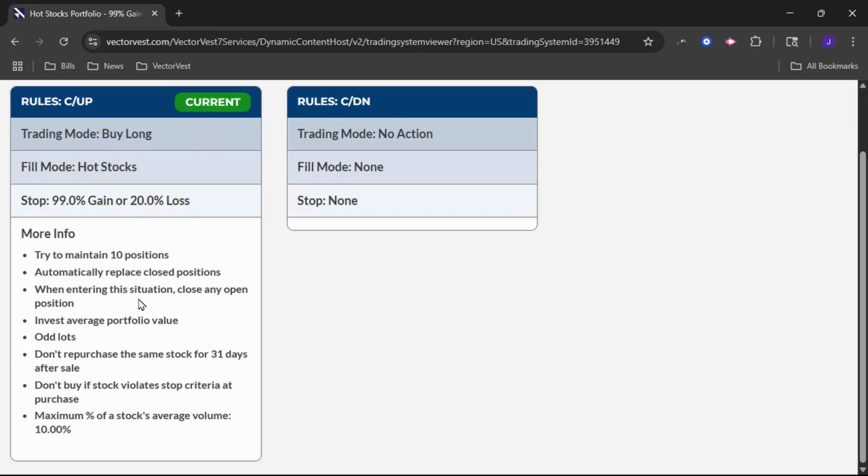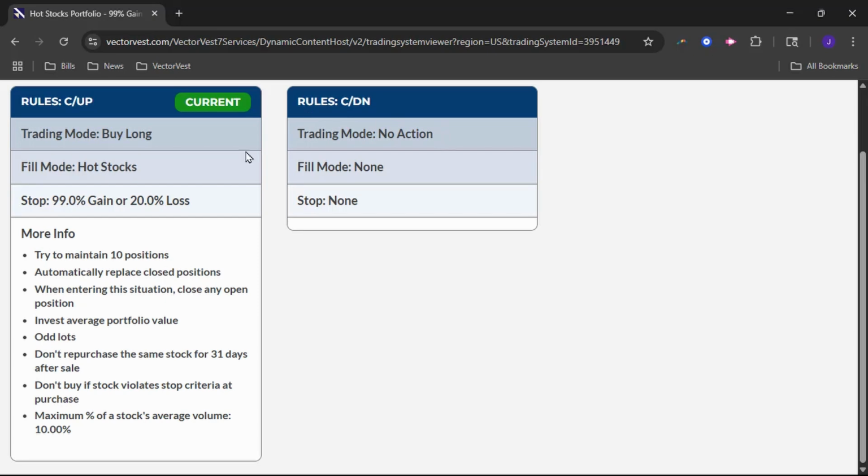When entering this situation, close any open position. Now, the other situation is the confirm down, where we're taking no action. We're letting our stop criteria take us out of any positions that are currently being held. We're not replacing any positions that get sold during a confirm down. We're essentially letting our portfolio just extinguish naturally, not replaced during a confirm down. If there are still positions in our portfolio through the confirmed down when the next confirmed up signal comes, those are sold and a fresh batch of stocks is bought.